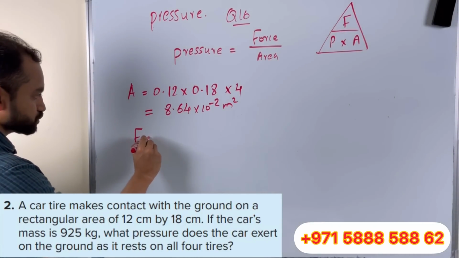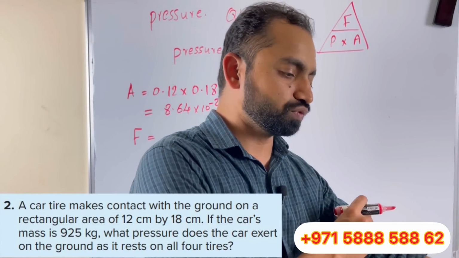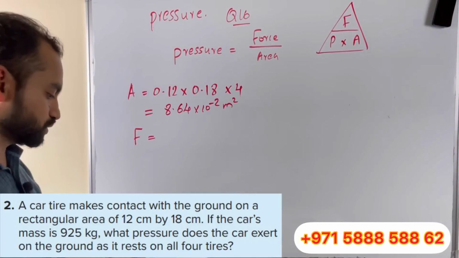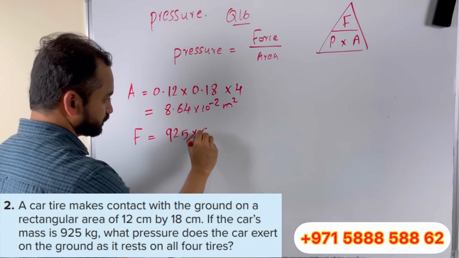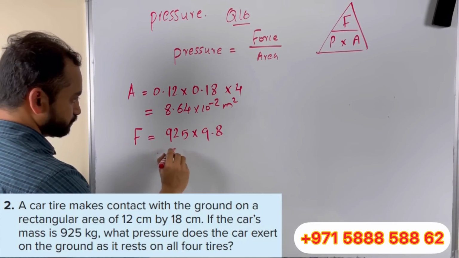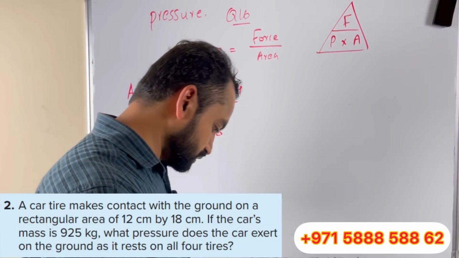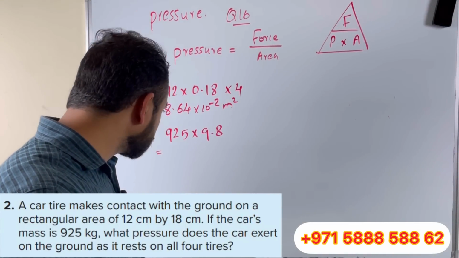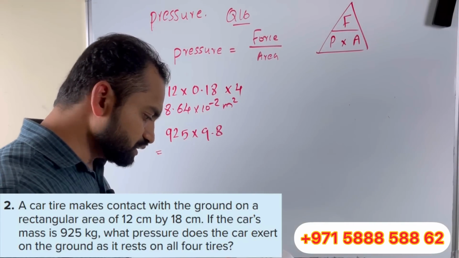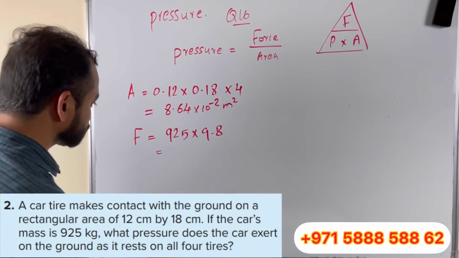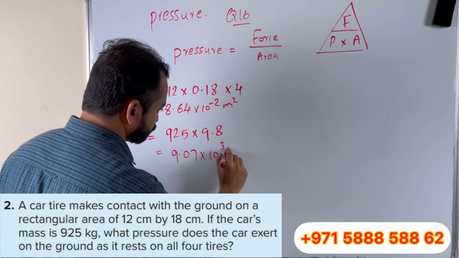And here force is not given in the question. Instead of that, mass is given. So how much will be the force acting on the ground? That will be equal to the weight of the car. The mass is 925, so its weight will be 925 multiplied by 9.8, that equals 9.07 times 10 to the power 3. The unit of force is Newton.